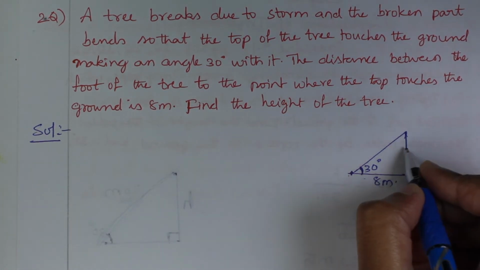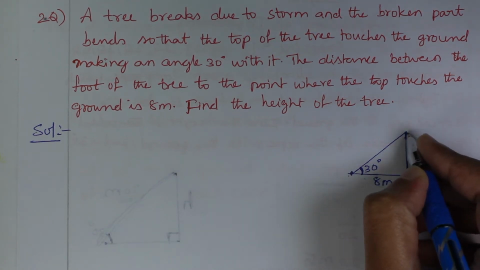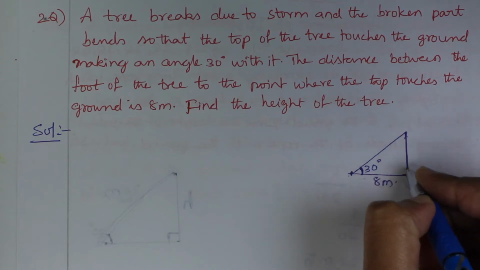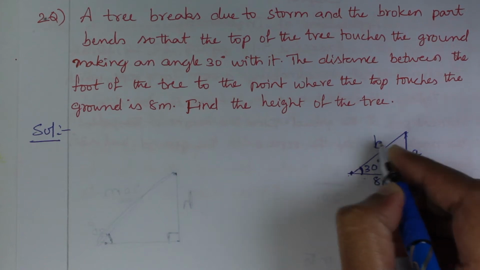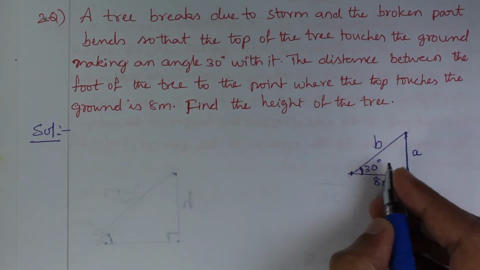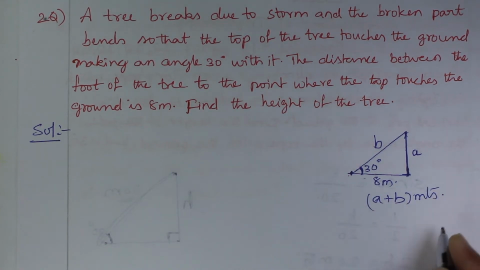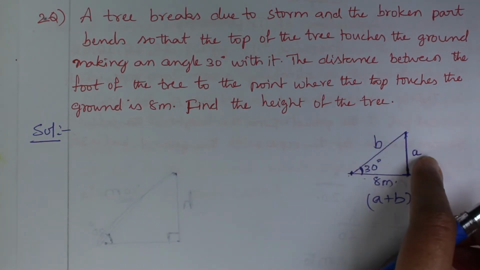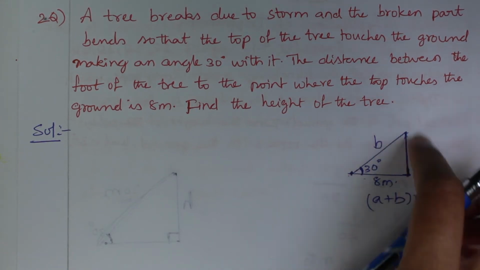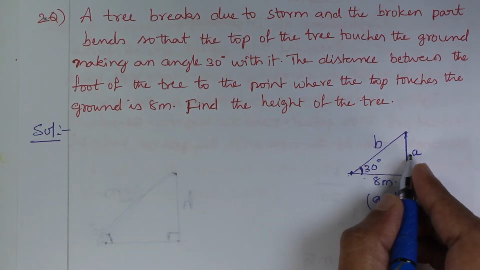Now we have to find out the total height of the tree. Let us assume this part of the tree which is standing as A and the broken part of the tree as B. Then our answer will be A plus B meters. So in this triangle we have to find A and B and then add them to get the total height of the tree.